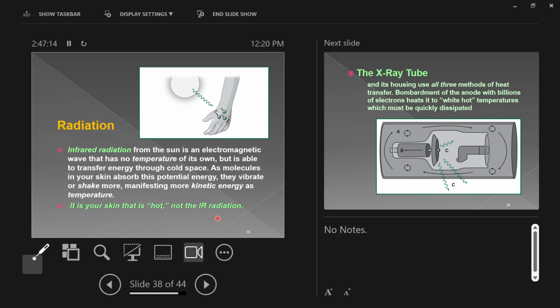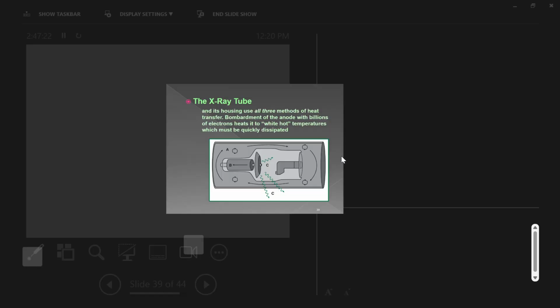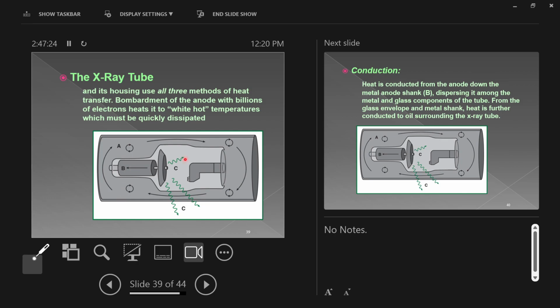All right, so let me finish this up by giving you how this applies. All three of these things apply inside of an X-ray tube, okay? So here's a cartoon example of an X-ray tube. In an X-ray tube, all three methods of heat transfer get used. For one, bombardment of the X-ray tube's anode with billions of electrons. That is the cathode where my laser pointer is, shooting electrons toward this disk called the anode. We heat up the anode, okay? That energy is dissipated in forms of radiation. Those are the X-rays we emit.